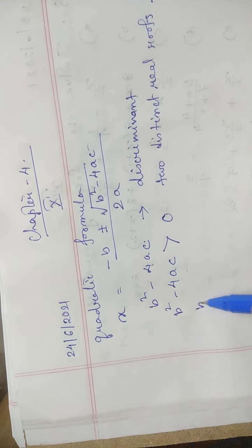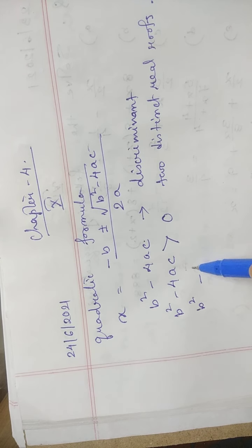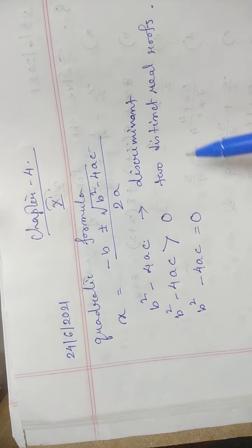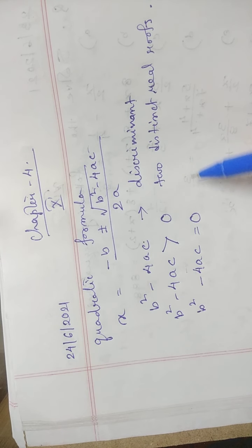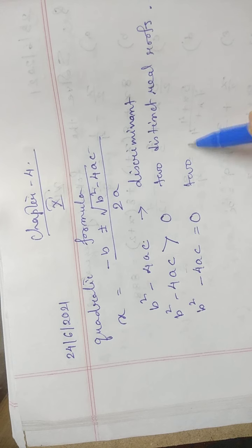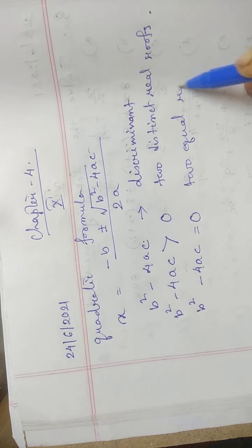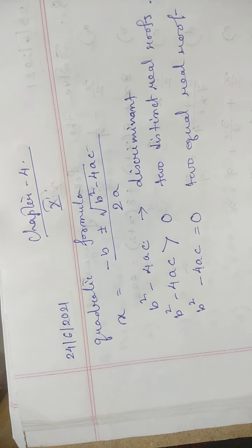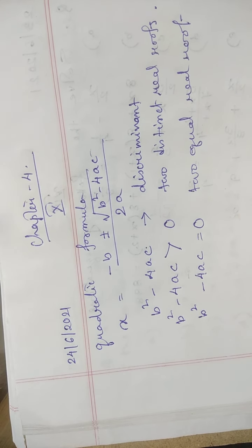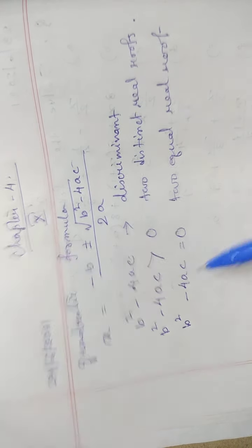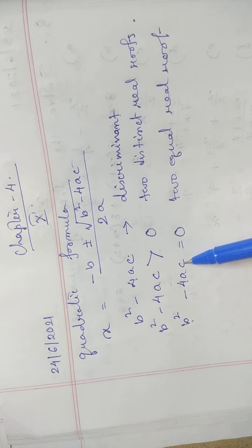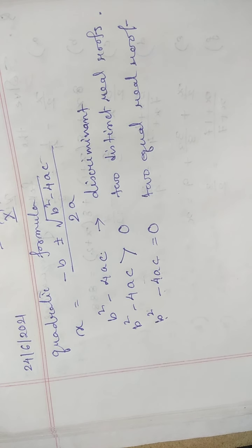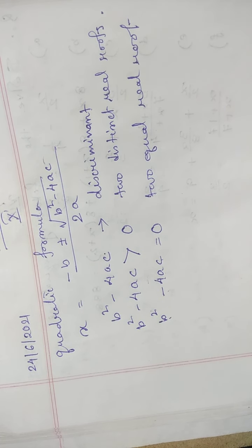If you find b square minus 4ac equal to 0, then what is the nature of the roots? The roots are two equal real roots. That means the values should be equal. In a quadratic equation you always find two roots, and whenever b square minus 4ac is 0, you always get two real equal roots. That means both the values should be equal.